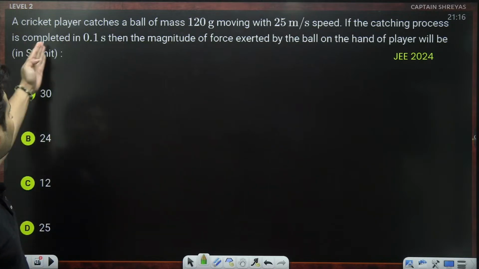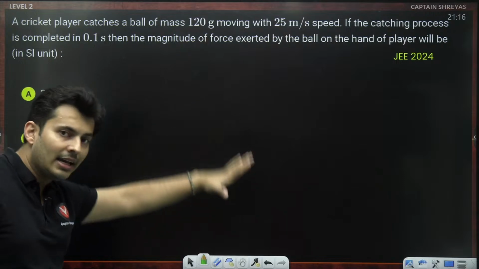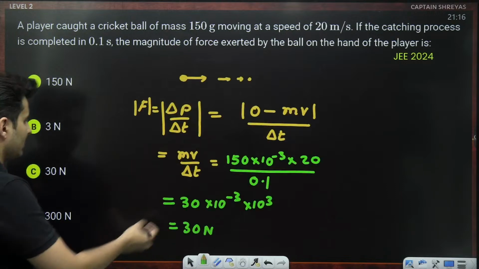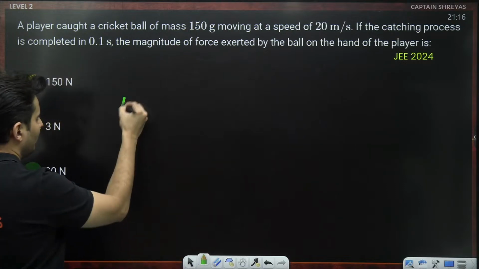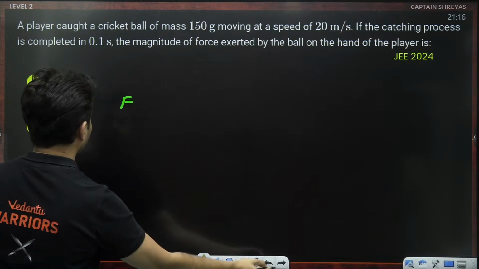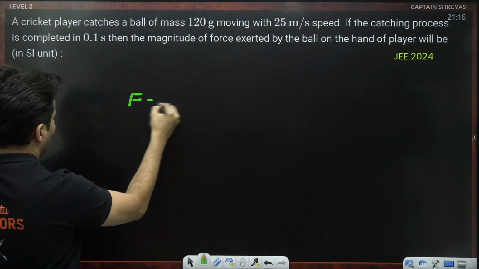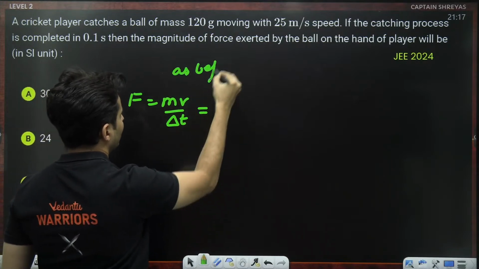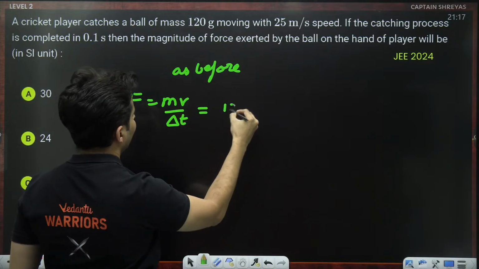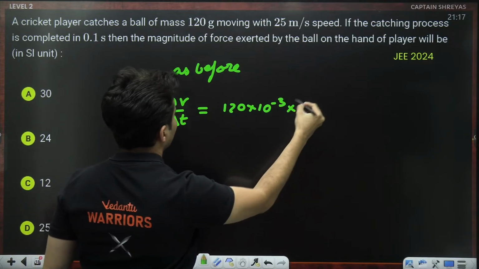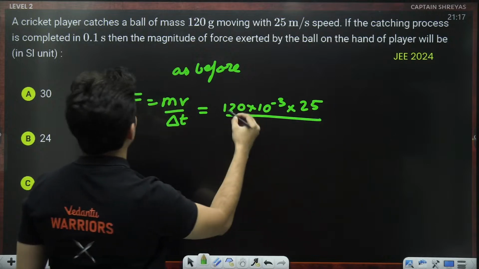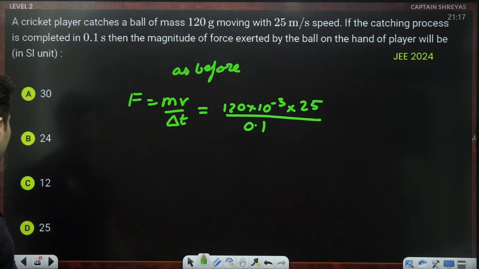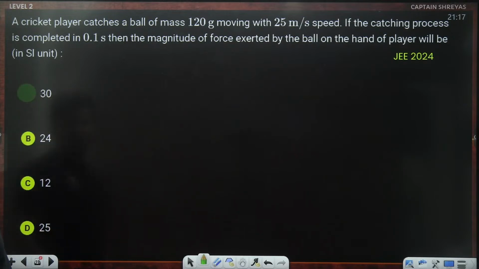Okay. Again, similar question, again in the same year. Can you believe it? Same thing, guys. Just use the same formula, mv by delta t. So the force will be again mv by delta t. Use the same thing as before. There is no change at all. So mass is given 120, right? Velocity is given to be 25. Time is given to be 0.1. That's all. So 12 into 25, that's something 30. So I think it should be option number A.